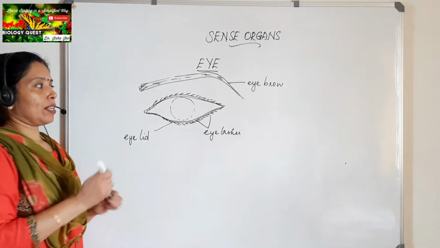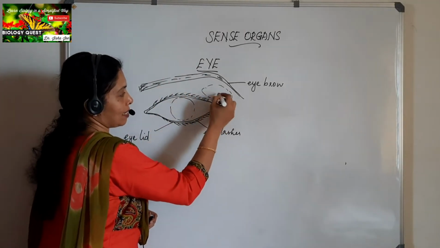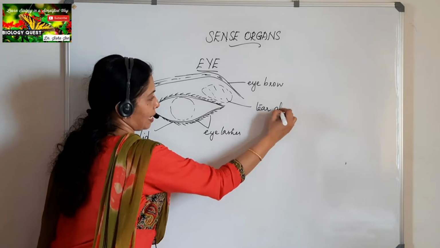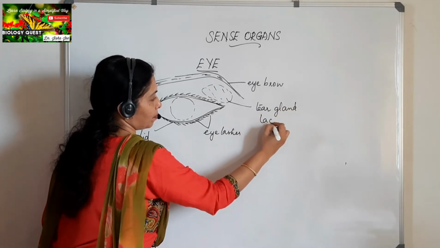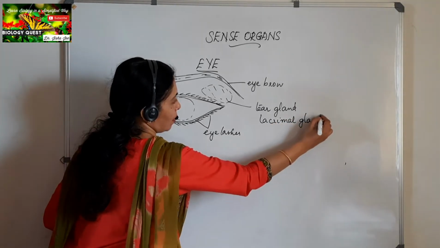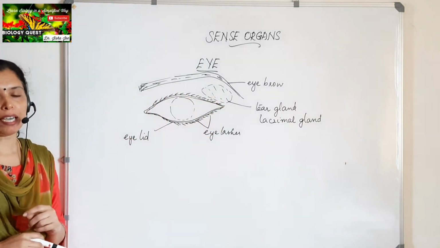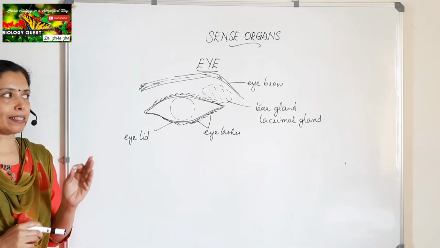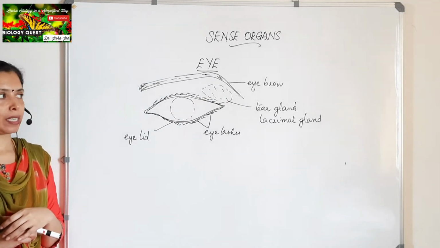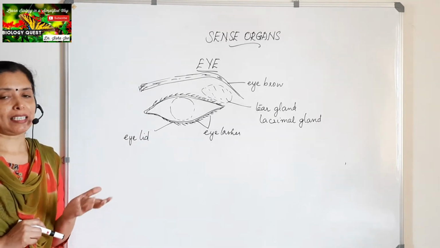Next region, we have the tear gland. The tear gland is otherwise called the lacrimal gland. As you can see in the figure, it is located on the upper sideward portion of the eye. The tear gland or the lacrimal gland is located on the upper sideward portion of the orbit of the eye. And the function of the tear gland, as the name indicates, is to secrete tears.